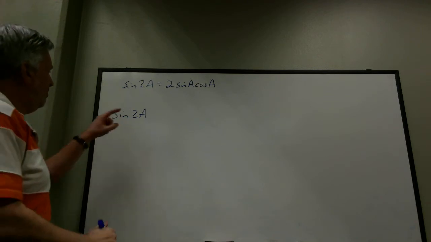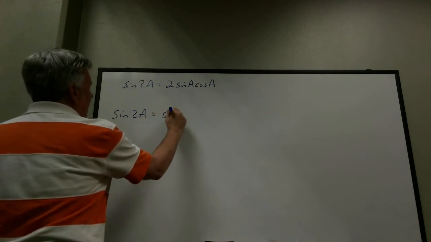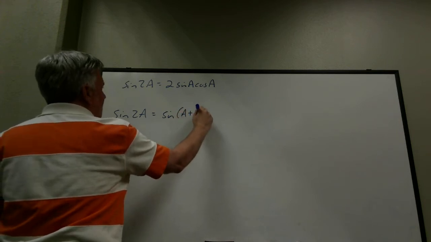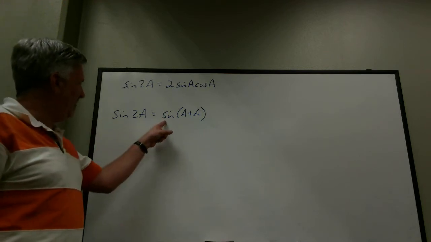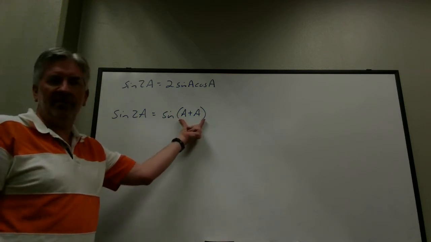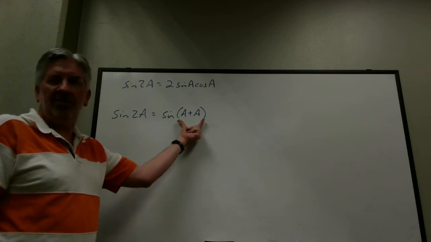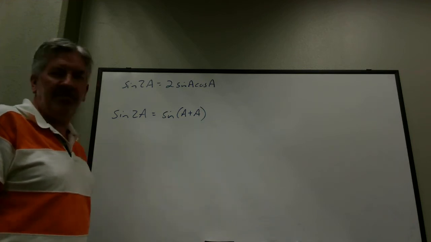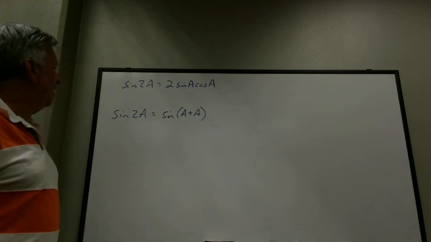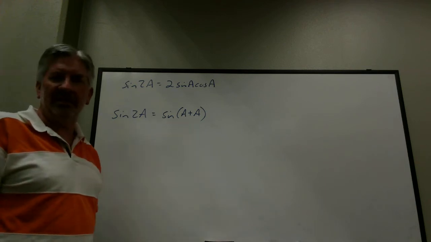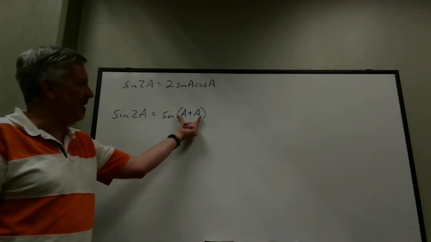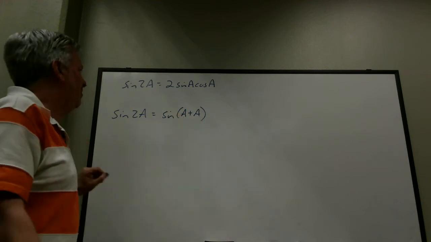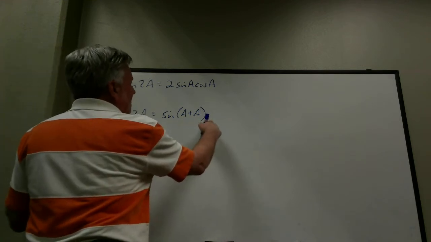Okay, now I'm going to rewrite this 2a as sine of a plus a, right? A plus a is 2a, no problem. Now, why did I do that? Because now I have sine of a sum of two angles. And in the last section, we learned the addition formulas for sine and cosine and tangent, right? Remember, we did sine of a plus b, but a and b are the same thing now. Okay, so what was sine of a plus b?